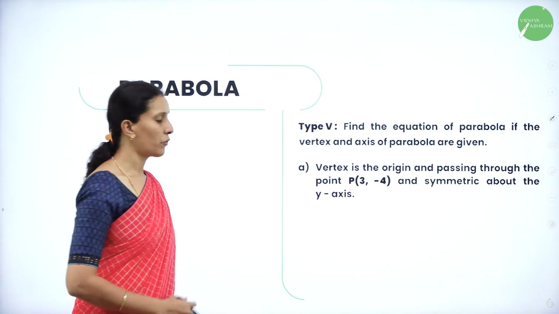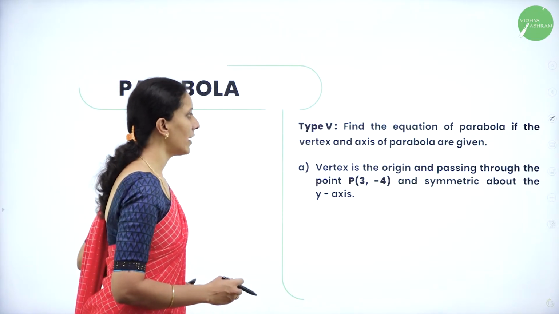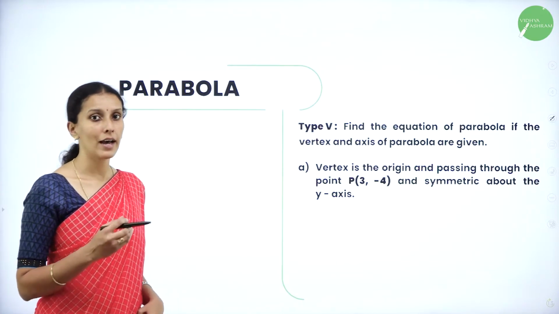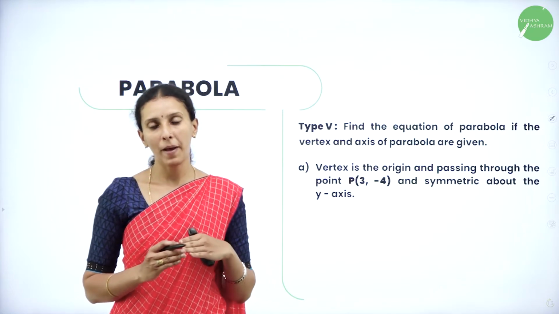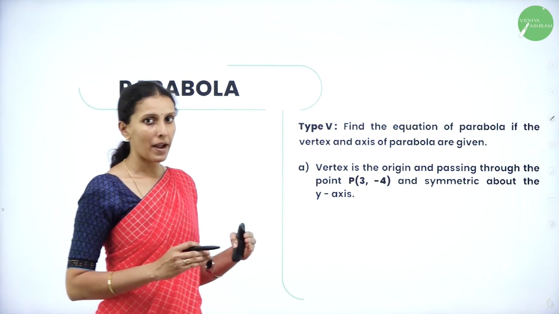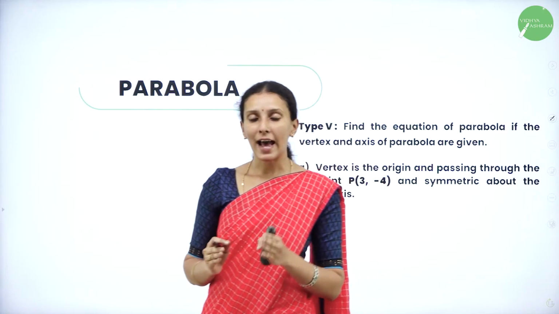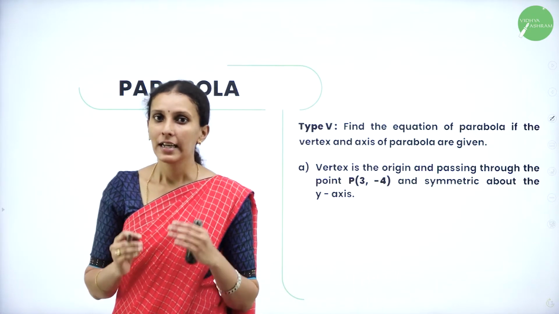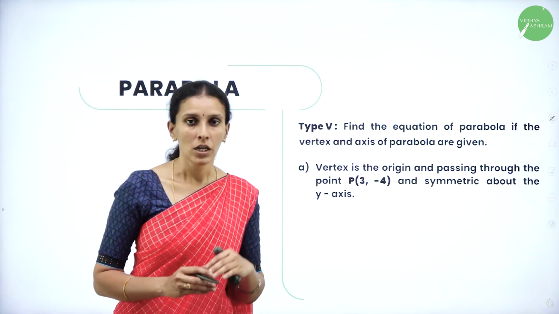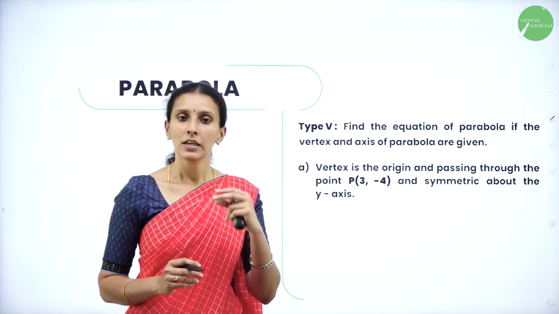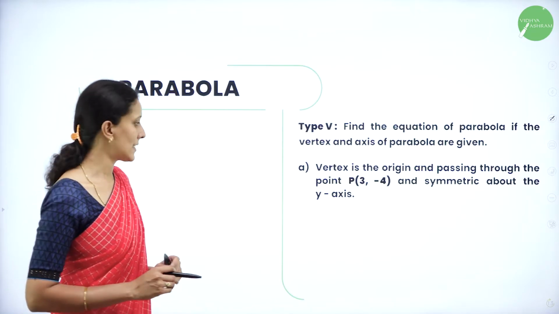So the next type of questions I have here is find the equation of the parabola if the vertex and axes of parabola are given. So axis means, if the axis of parabola is x-axis, then it might be a right-handed or left-handed parabola. If the axis of parabola is y-axis, then it must be an upward or a downward parabola. So here we have two chances. So we have to verify and write the particular solution for this.